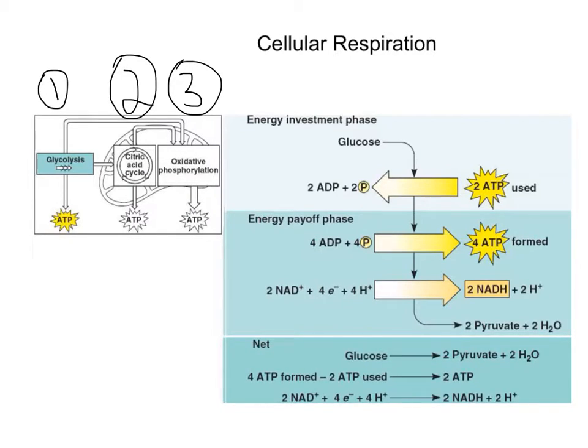Understand that this is only when it's aerobic respiration. The first step of cellular respiration does not require oxygen. It occurs in both aerobic and anaerobic respiration, so it doesn't demand oxygen. This part here happens whether there's oxygen or not. These 2 require oxygen. But let's talk about glycolysis.